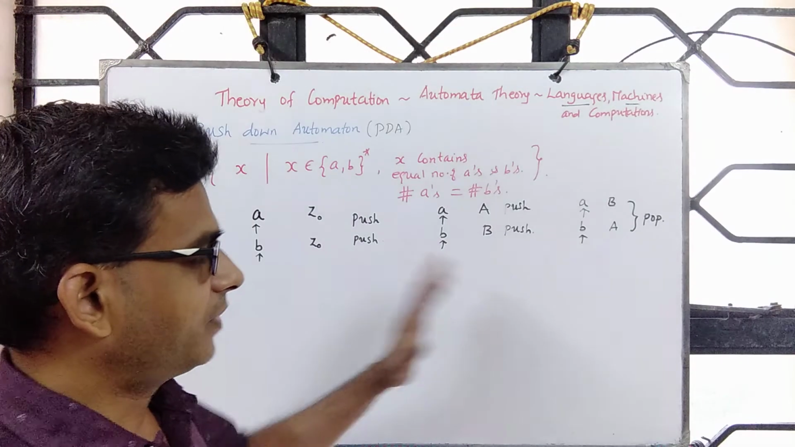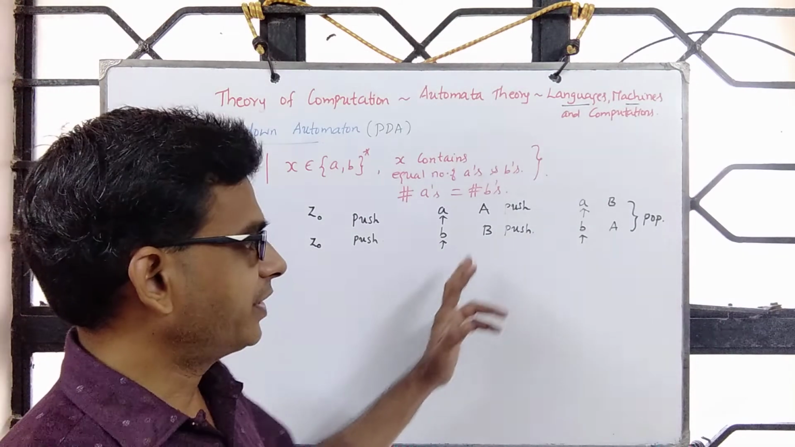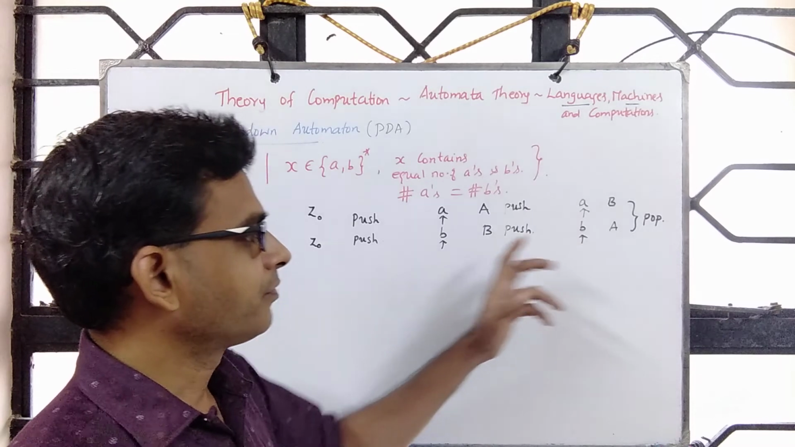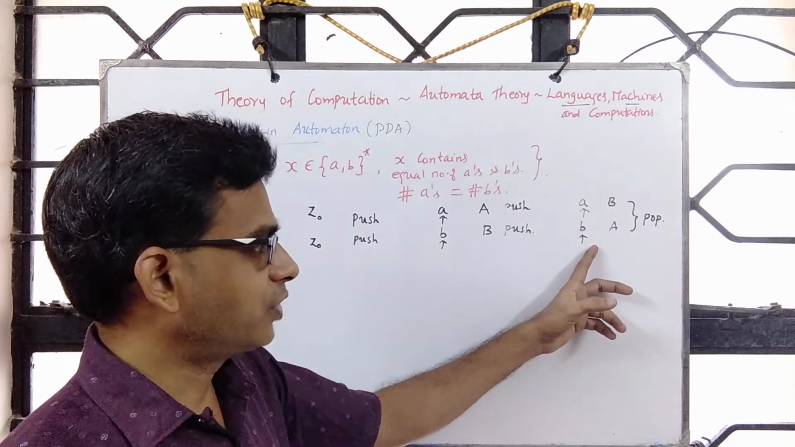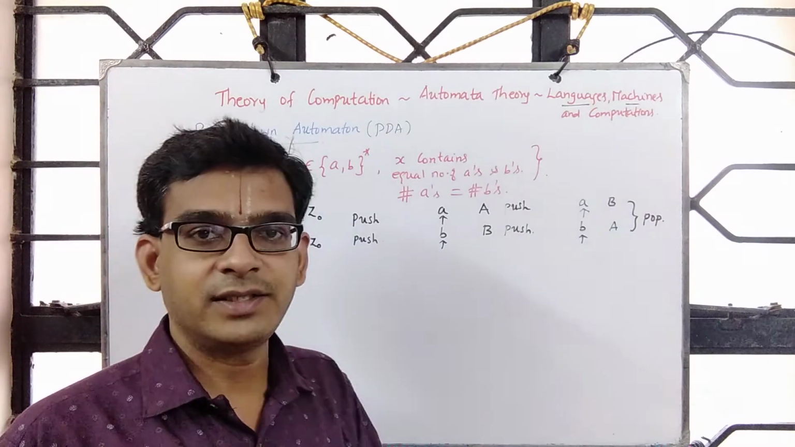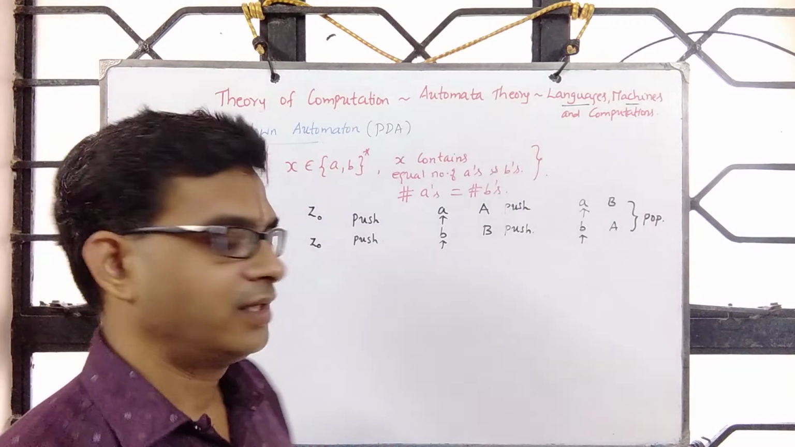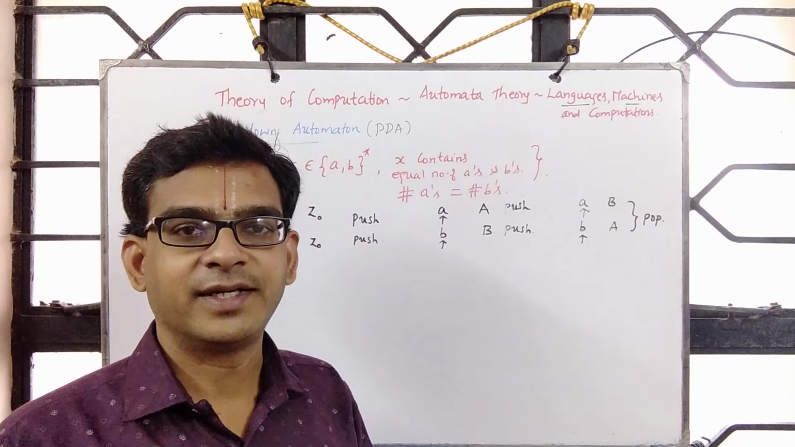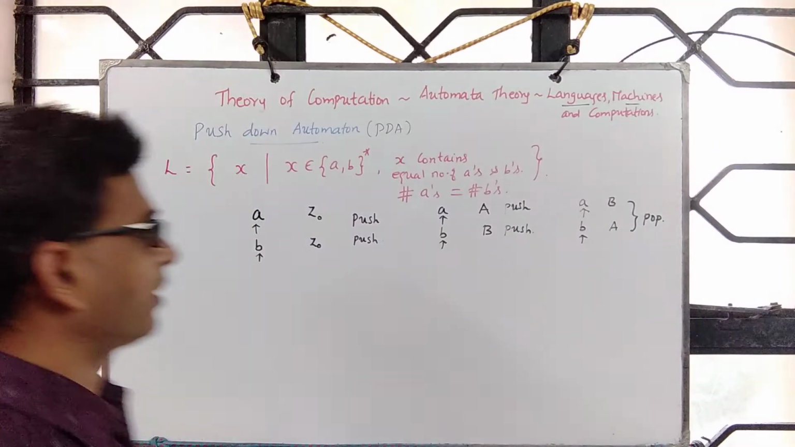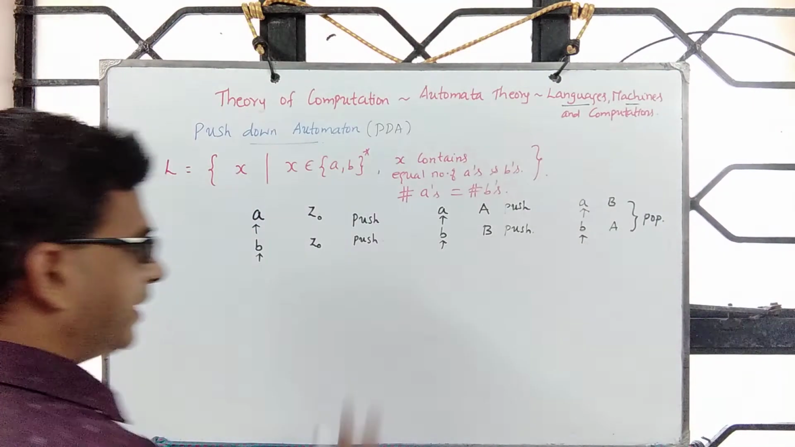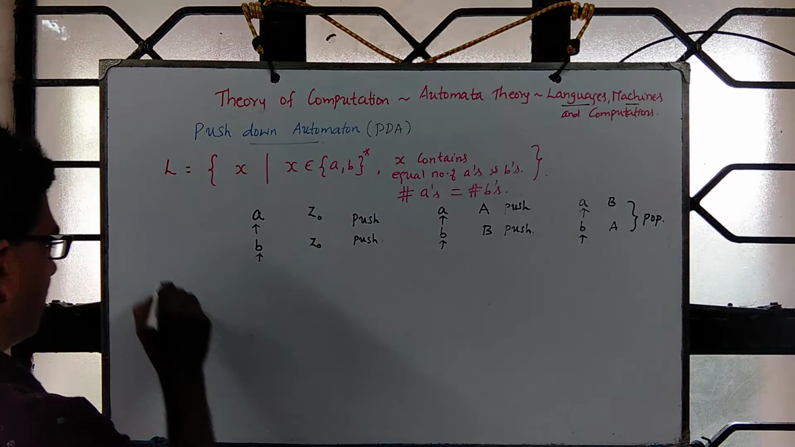Now at the end of the configuration, if the input tape is empty and the stack is also empty, or the stack contains only the top symbol Z0, we say it is a valid string. In all other scenarios, we say it is invalid. Fine. So let's formalize this.